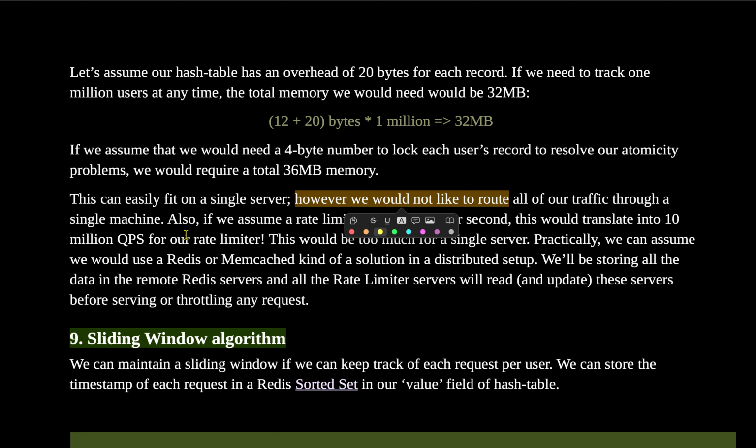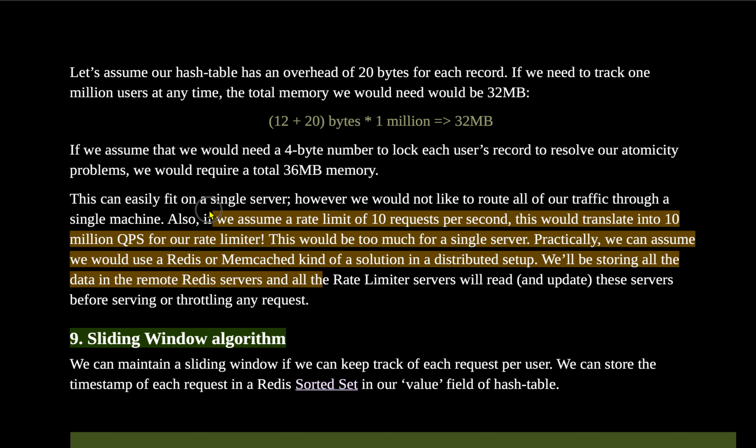Also, if we assume a rate limiting of 10 requests per second, this would translate to 10 million QPS for our rate limiter. This would be too much for a single server. Practically, we can assume we would use Redis or memcached kind of solution in a distributed setup. We'll be storing all of the data in a remote Redis server, and all the rate limiting servers will read and update this server before serving or throttling any requests.